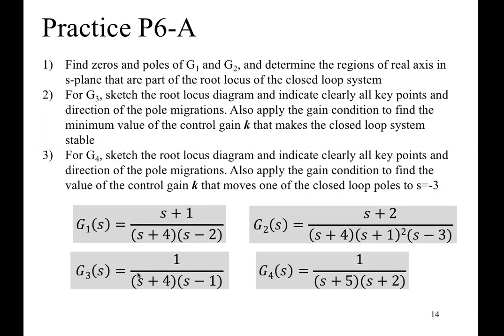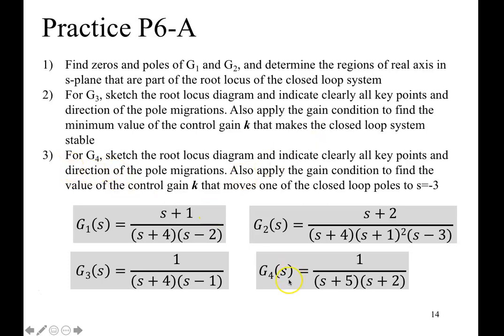Okay, some practical questions for you, and then you can try to sketch this. For G1 and G2, I want you to focus on the real axis. Identify different sections on the real axis and determine if each of the sections is on the root locus or not. For G3, for that transfer function, I'd like you to sketch the root locus diagram indicating all the key points and the directions of pole movements, but also apply the gain condition to find the minimum value of control gain k that makes the closed loop system stable. That means make s equal to 0, the closed loop poles to 0.